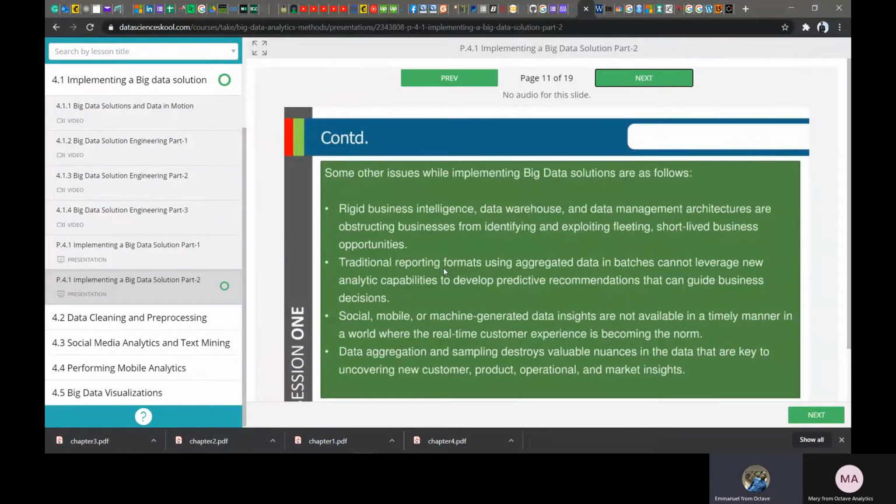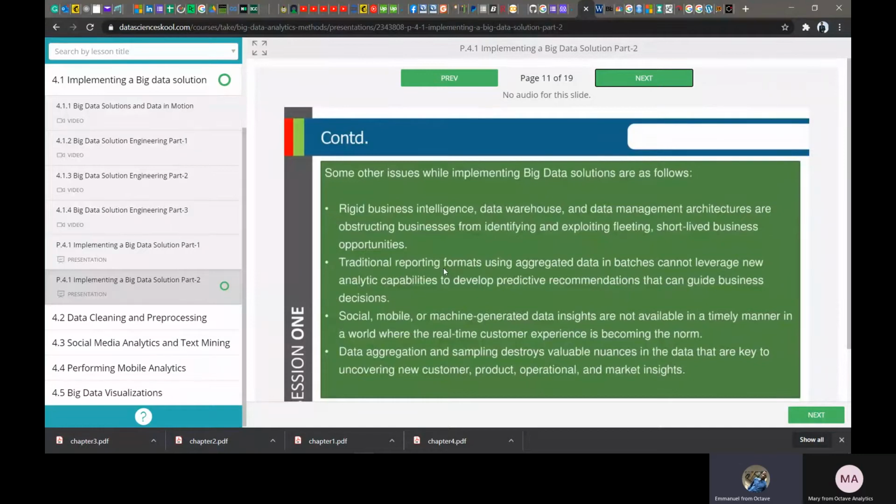Also, traditional reporting formats using aggregated data in batches cannot leverage new analytic capabilities to develop predictive recommendations that can guide business decisions. So here we're talking about having access to data in batches instead of real time, which is going to affect real-time decisions in that regard.